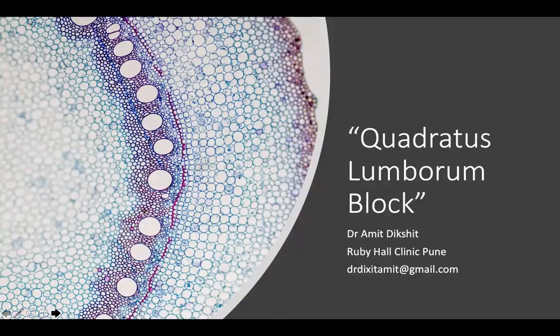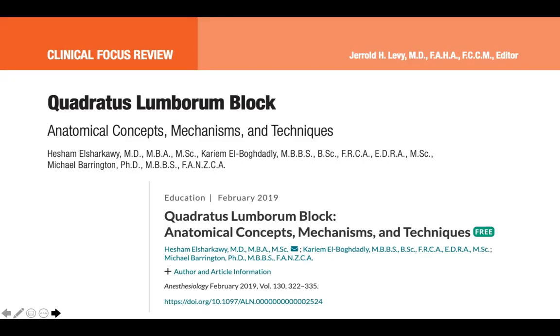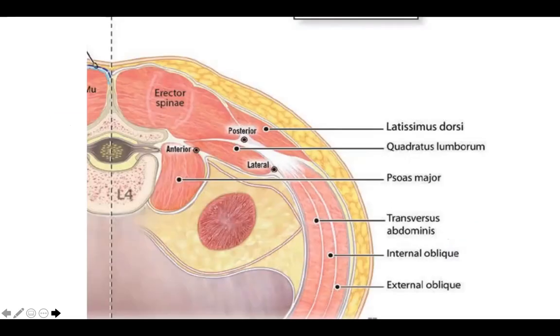This is another landmark article. Those of us who are interested in Quadratus Lumborum Block must go through this article, which is published in the Anesthesiology Journal in February 2019. A little bit about the nomenclature of QL1, 2, 3, and 4.